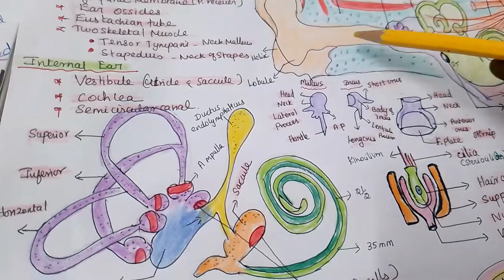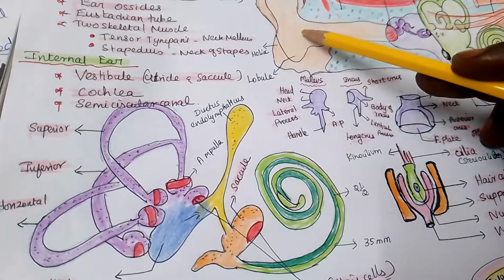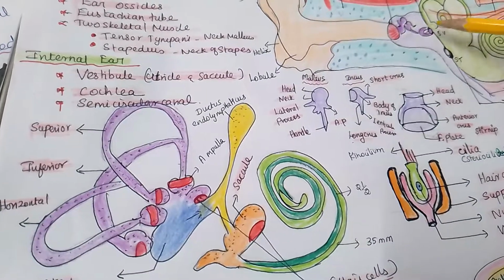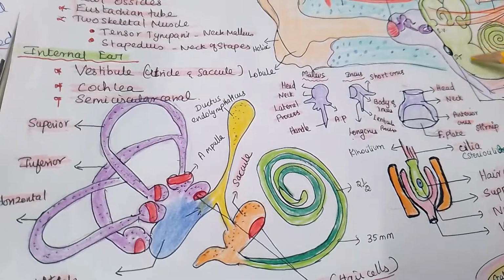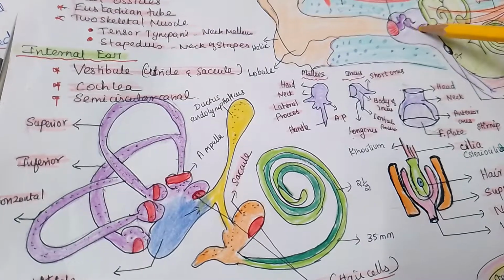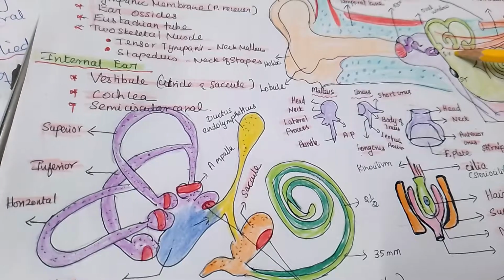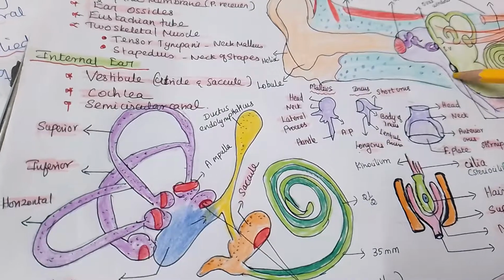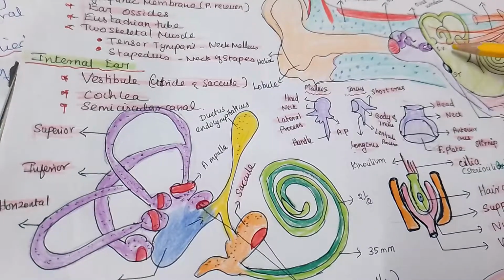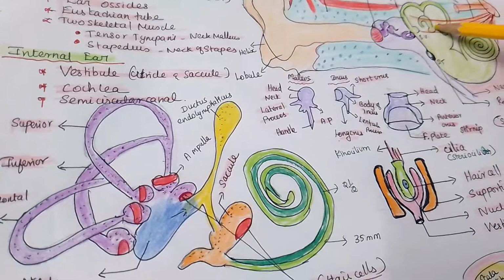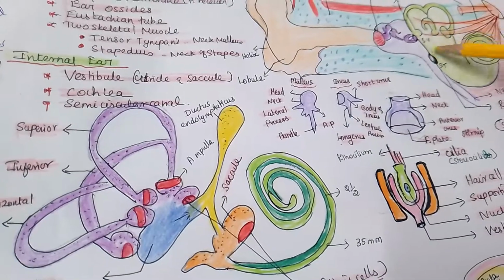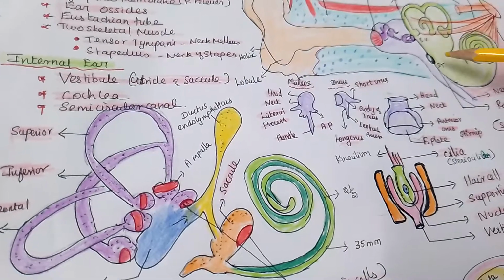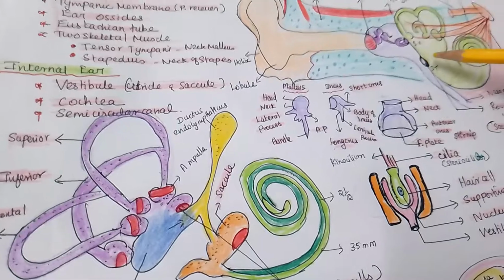So this is how the hearing impulses pass from the external ear to the middle ear, and from the middle ear to the internal ear. It goes inside through the oval window, and it comes out through the endolymph to the round window. So the saccule and utricle play a main role in the organ of balance.